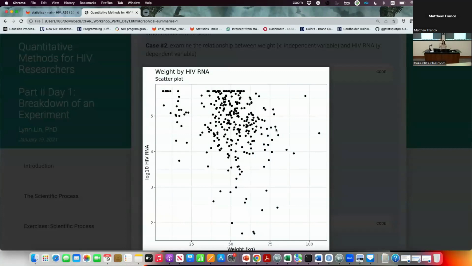Because, for example, if you have another variable, such as an outcome, and the outcome is binary, in the sense of infected or not infected, then you can also color code these dots. So one color, for example red, indicating HIV infected, and black indicating non-infected. You could see how the colors are distributed on this scatter plot.